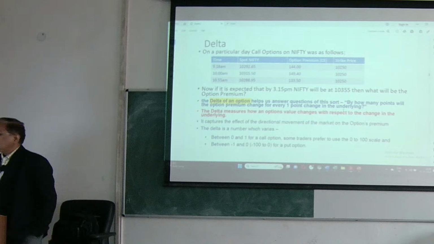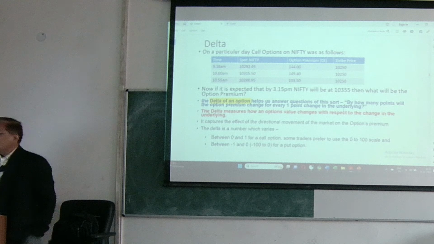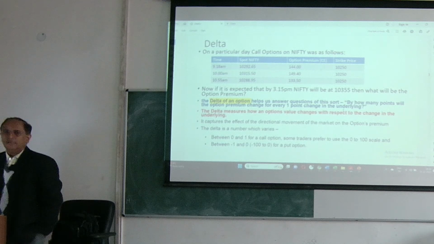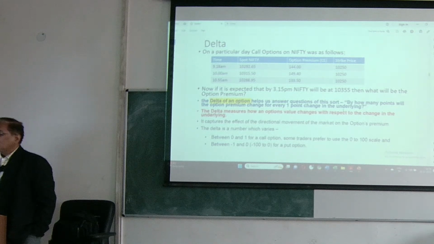By how many points will the option premium change for every 1 point change in the underlying? The delta measures how an option value changes with respect to change in the underlying. This is what the statement says. So it captures the effect of the directional movement of the market on the option premium.